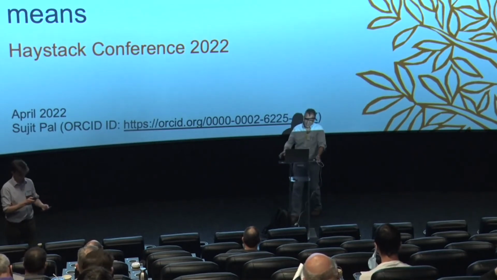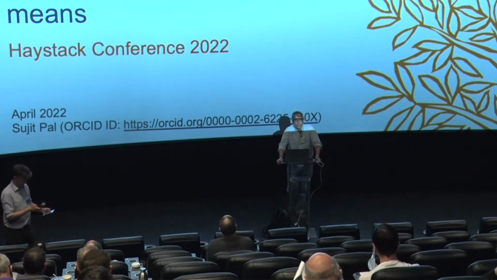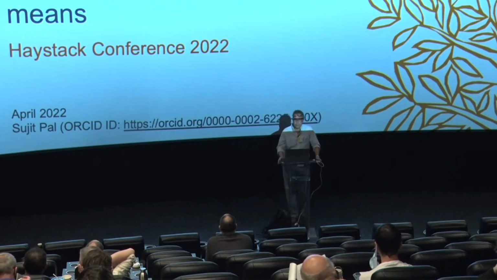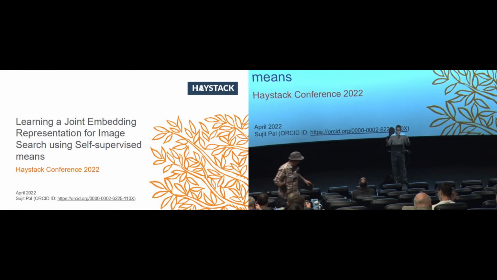Thank you, Charlie. And thanks to all of you who came in. So today, as the title says, I'm going to talk about learning a joint embedding representation for image search using self-supervised means. This is quite big, if you want to deconstruct it: joint embedding representation, that's the how. Image search is the what. And using self-supervised means is how cool is this, right?